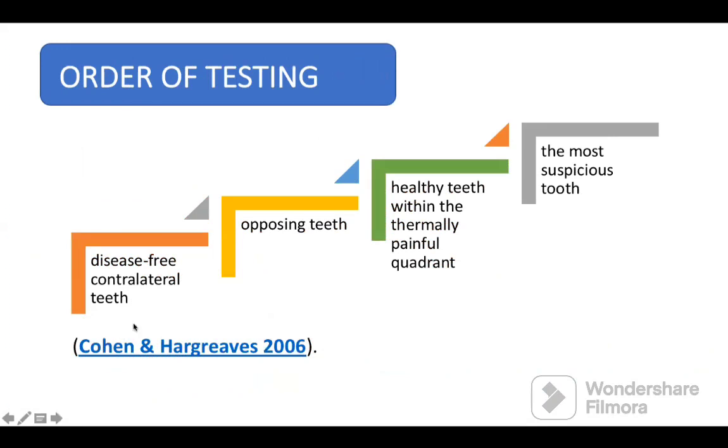Now let us have a look at the order of testing. Before testing the most suspicious tooth, we need to first test the disease-free contralateral tooth, followed by the opposing tooth, then the healthy tooth within the thermally painful quadrant before finally testing the most suspicious tooth. This helps in two things. It helps the dentist to get an understanding of the normal responses exhibited by the patient, and it also makes the patient more comfortable.